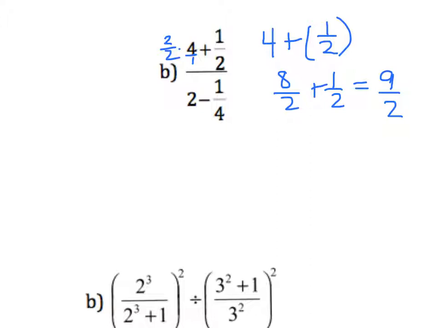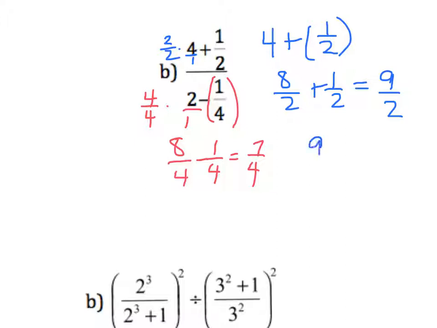The bottom, 2 minus 1/4. So again, you can do this in your calculator. Just make sure you put parentheses around the fraction, and then press enter, obviously. Or you could make a common denominator, multiply the first one by 4 over 4, and you get 8 over 4 minus 1 over 4, which will equal 7 over 4. And then you'll put the top number, the blue, over the bottom number in red.